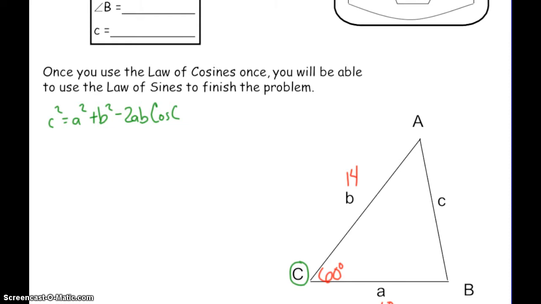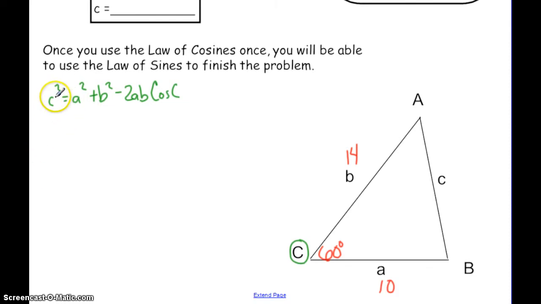And I'm going to plug in the values that I have. I don't know side c, so that's going to be my unknown. I know a is 10. I know b is 14. And so I'm going to plug both of those into these two spots where they show up. Almost forgot my 2. And then the cosine of my 60-degree angle. Okay.